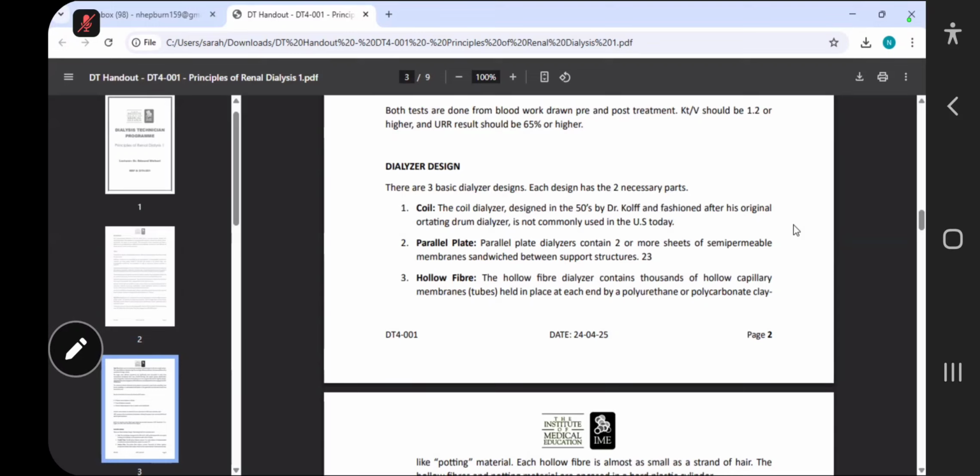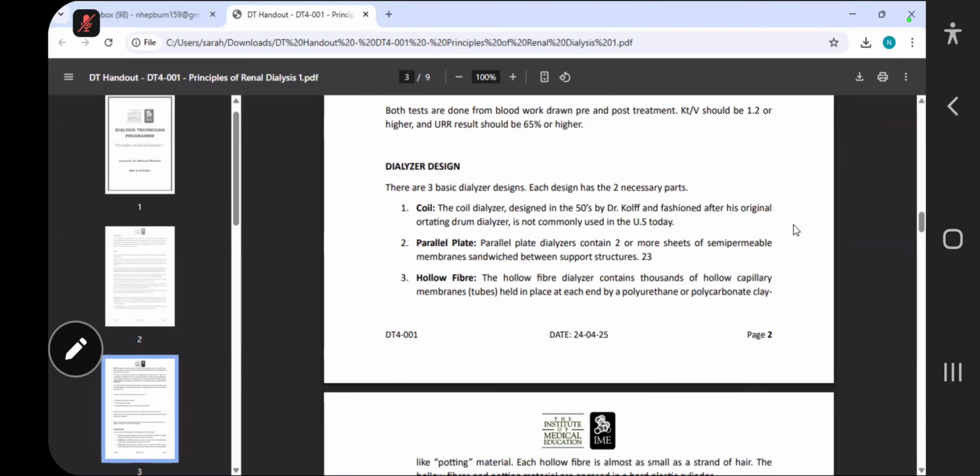Number 3, hollow fiber. The hollow fiber dialyzer contains thousands of hollow capillary membranes, tubes held in place at each end by the polyurethane and polycarbonate clay-like potting material. Each hollow fiber is also as small as a strand of hair. The hollow fibers and potting materials are encased in a hard plastic cylinder.